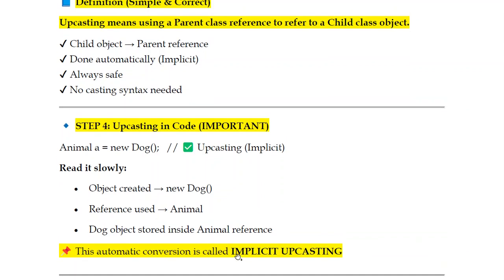You are not typecasting from one type to another, from Animal to Dog. You are not giving anything; implicitly it is happening, hidden, internally. Again, just try to understand this alone. This automatic conversion is called implicit upcasting. So the Dog object is stored inside an Animal reference.